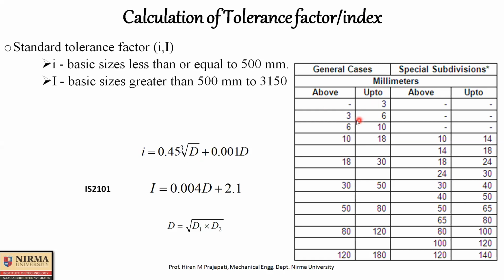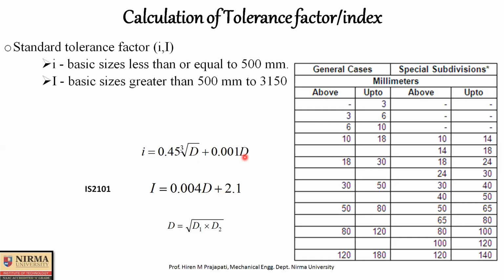Okay, now here one thing is very much important: unit conversion. What is unit conversion? If you look at this table, the unit of this 18 and 30 is in mm, millimeters. So if I tell you the basic size is 60, then it is 60 mm. So 60 mm is in the range of 50 mm to 80 mm. So you put 50 mm to 80 mm here, then you get the capital D value in mm.